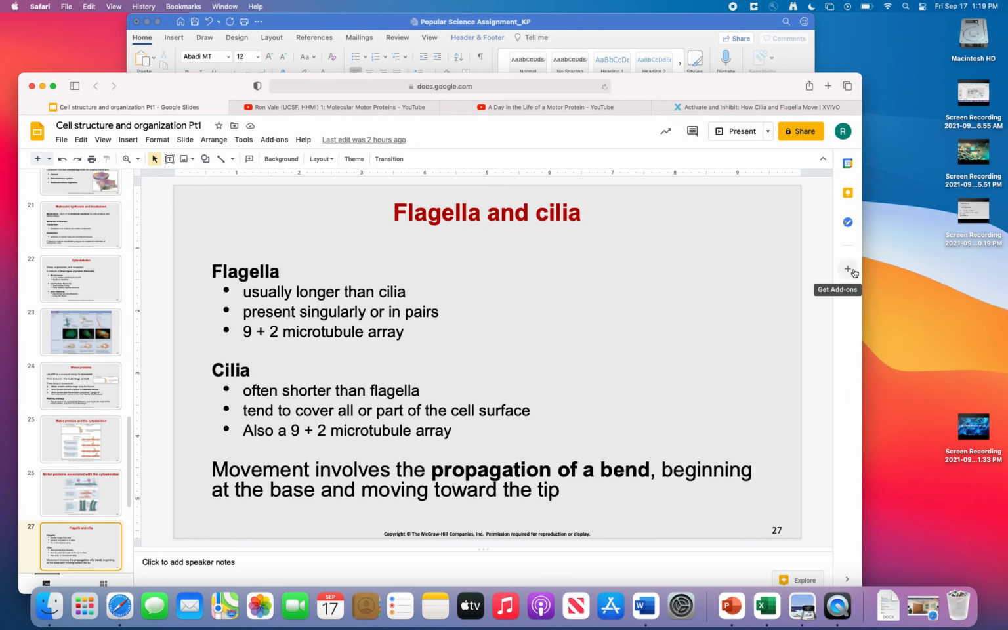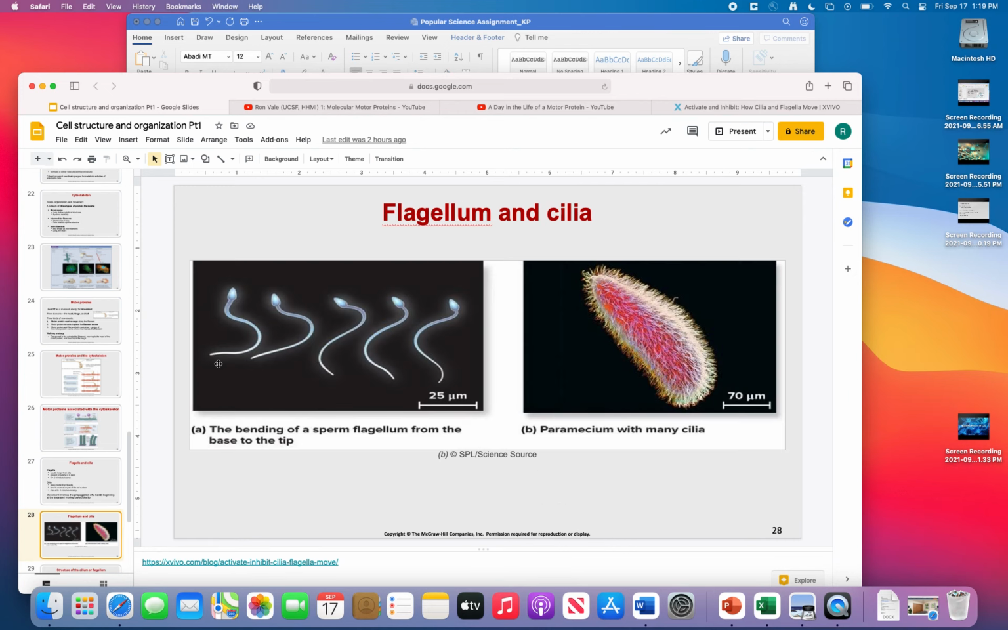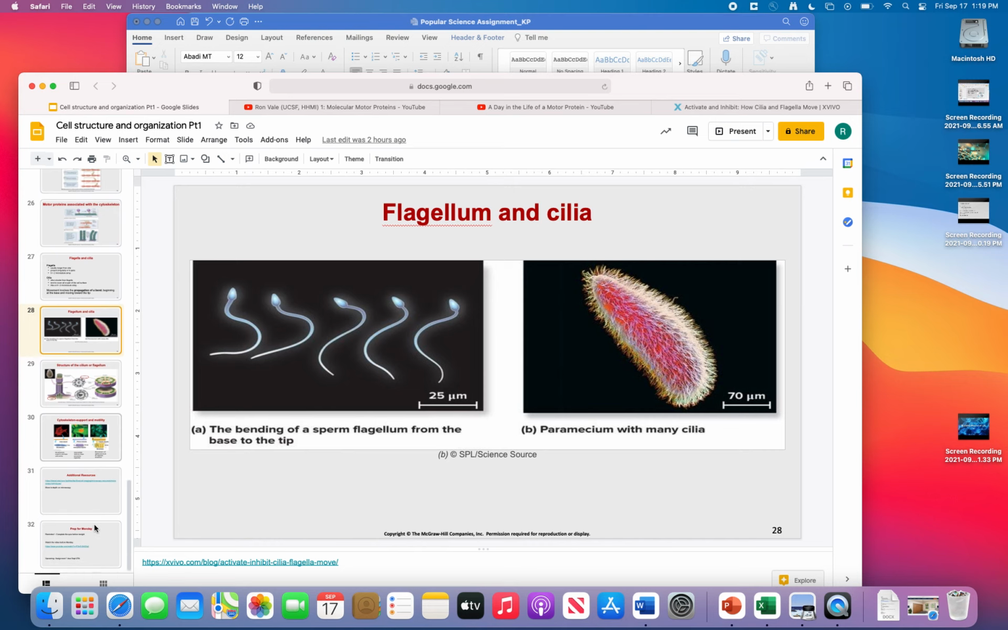Now, I had one more thing to show there. This is a flagellum. They're very long. This is a sperm cell, existing just as one. Now, they can exist in clumps, like that bacteria example we saw earlier. And then we have these cilia, many cilia along the entire surface of the cell. Now, I'm going to stop there because we are out of time.